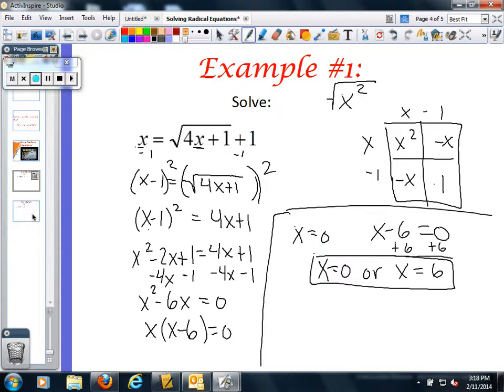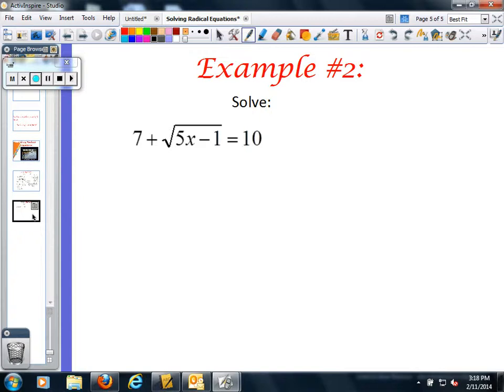Okay, so let's go ahead and look at another one. Example number 2. Again, this time I have only one x, but I have to get that x by itself. So I'm going to start by subtracting 7 to both sides. I get square root of 5x minus 1 equals 3. Now I'm going to square both sides. I get 5x minus 1 equals 9.